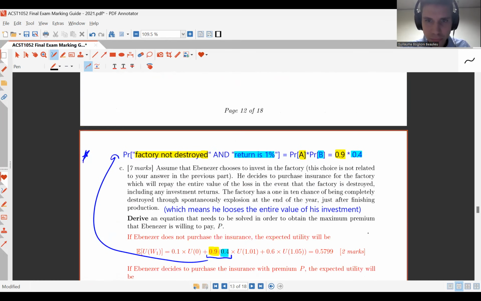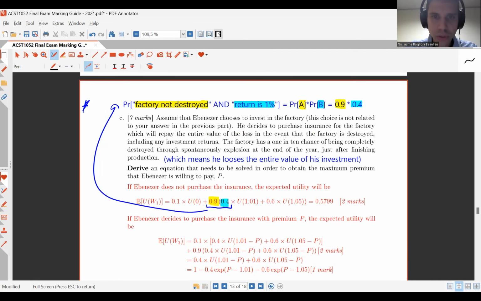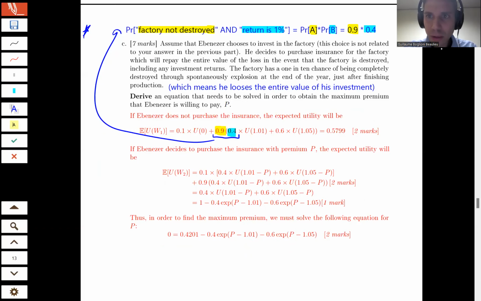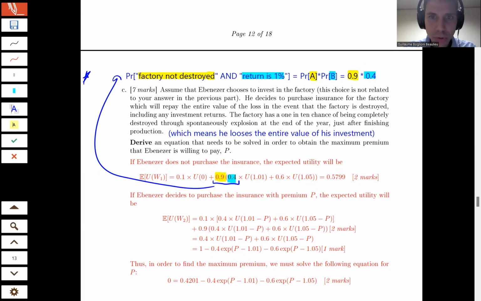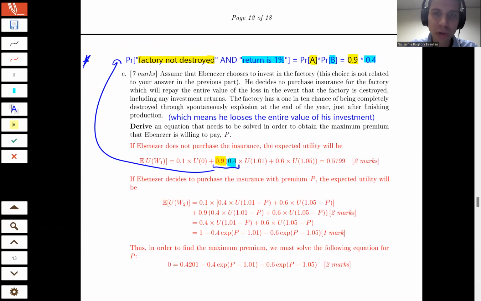Okay, part C here, I've made some annotation and I wanted to explain a bit. By the way, maybe I should get in full screen so we get a better learning experience. So part C, let's read the question. And again, I'm going to explain my annotations after that. If Ebenezer chooses to invest in the factory, and here let's just ignore what we've done before, I assume he invests in the factory. So he also decides to purchase insurance for the factory, which will repay the entire value of the loss in the event that the factory is destroyed, including investment returns.